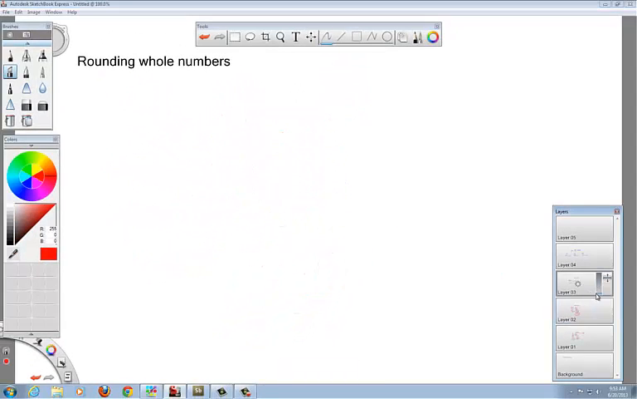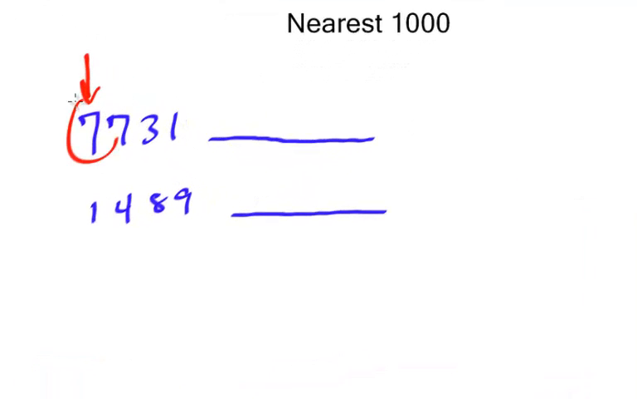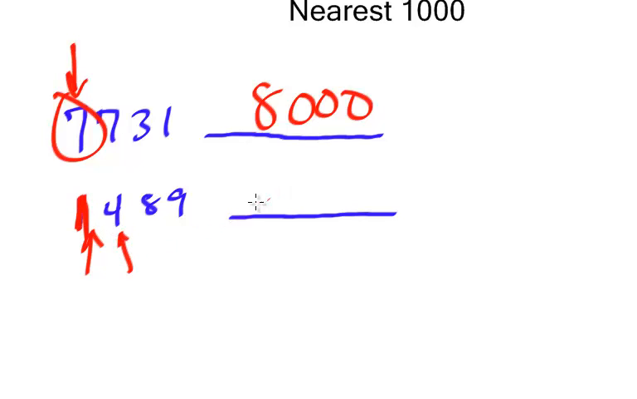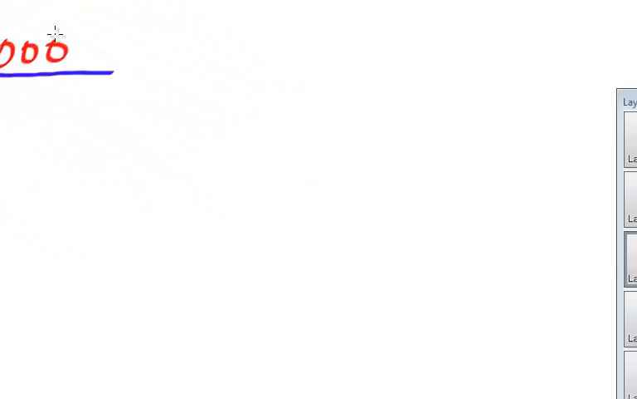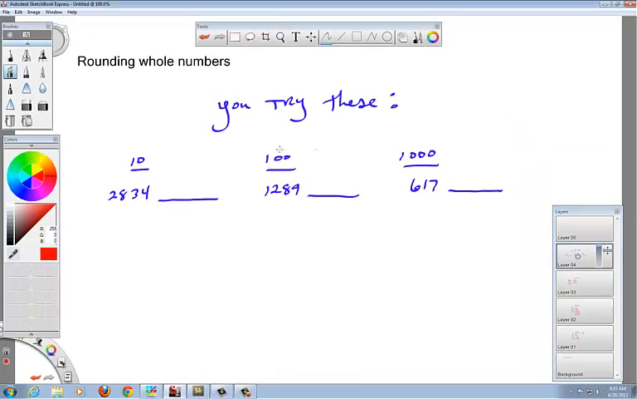The next batch is the same thing, except it's nearest 1,000. Now the 7 is in the thousands part. This is greater than 5, so this is going to become 8,000. And this one, the 1 here is in the thousands spot. This is less than 5, so this is 1,000. Now I have some here for you to try. I know that was quick, but you can watch this over and over. You try these. So go ahead and pause the video and try it.